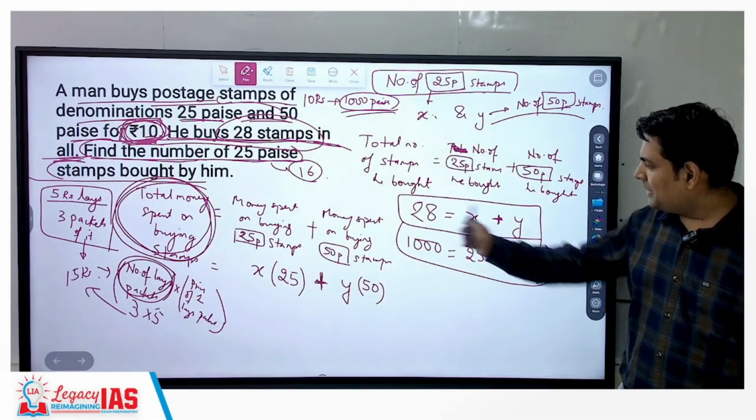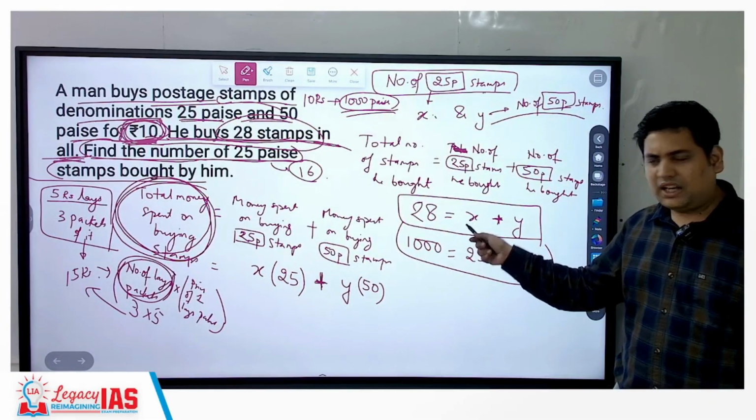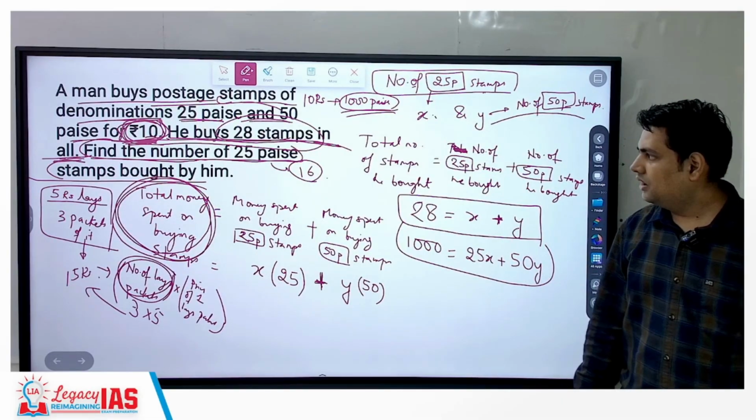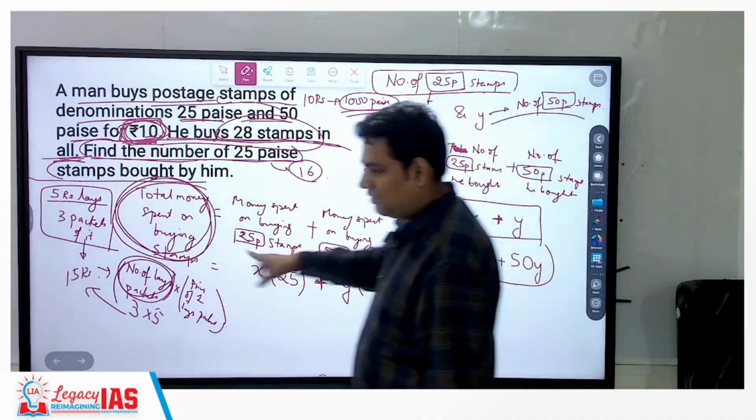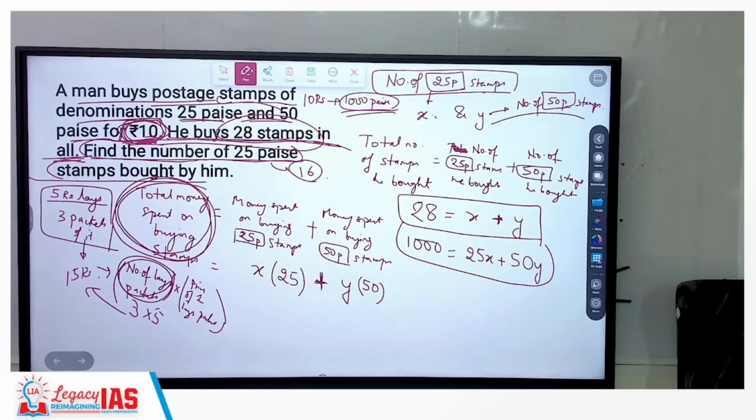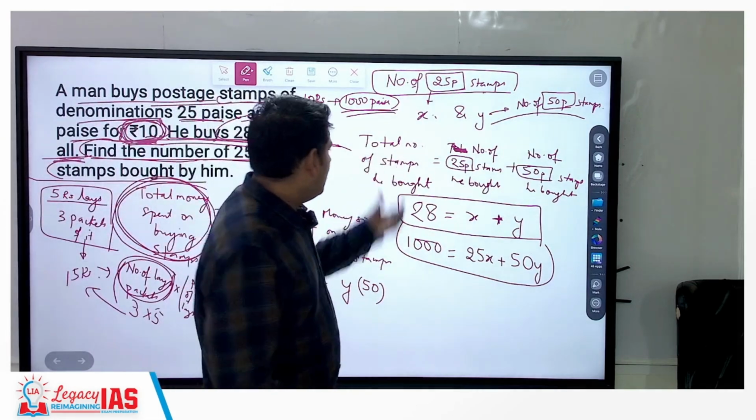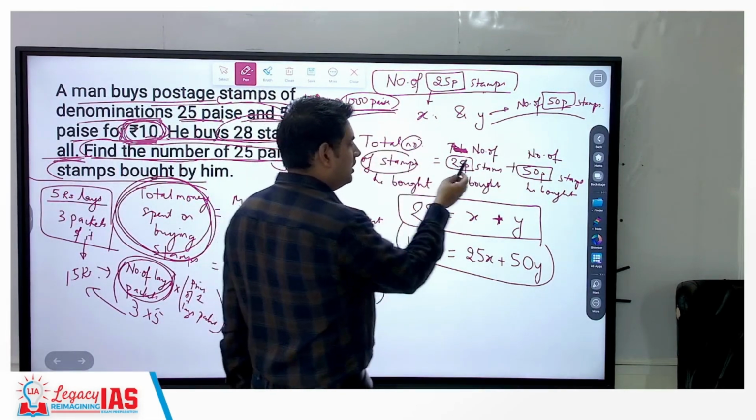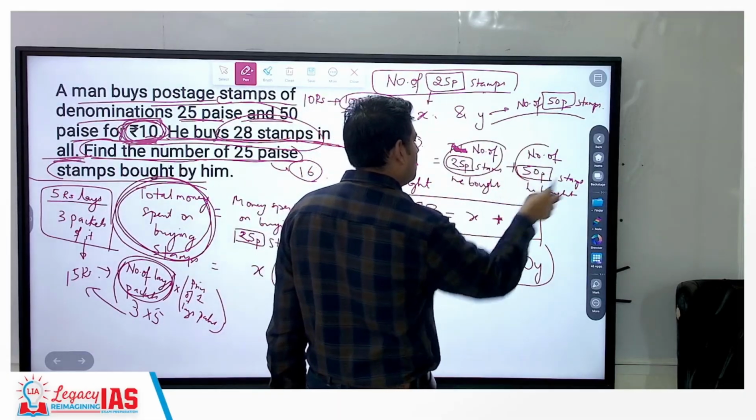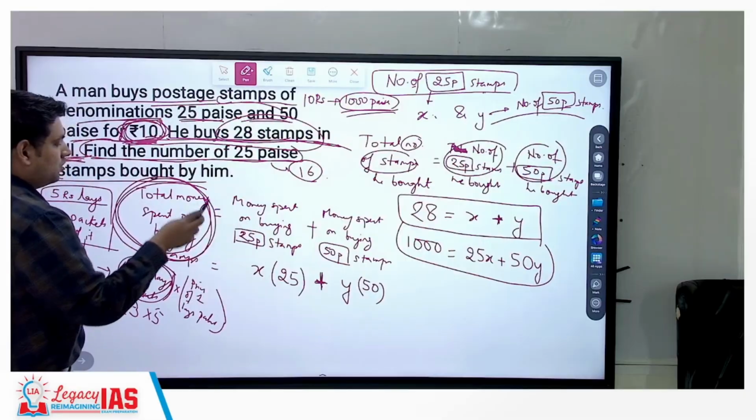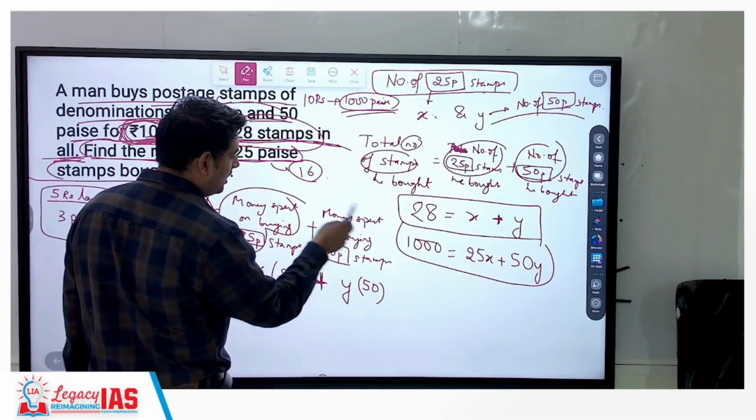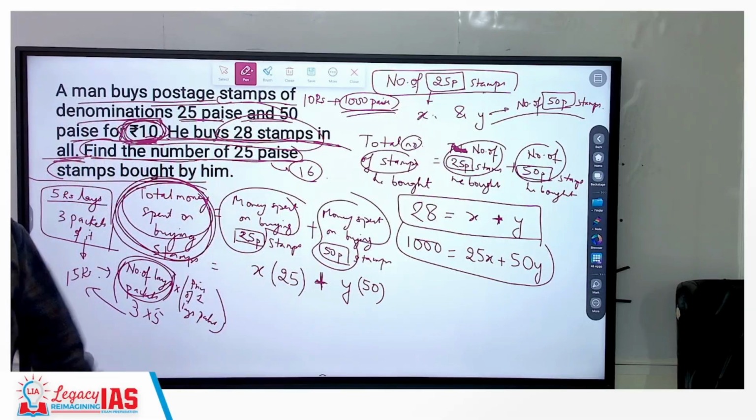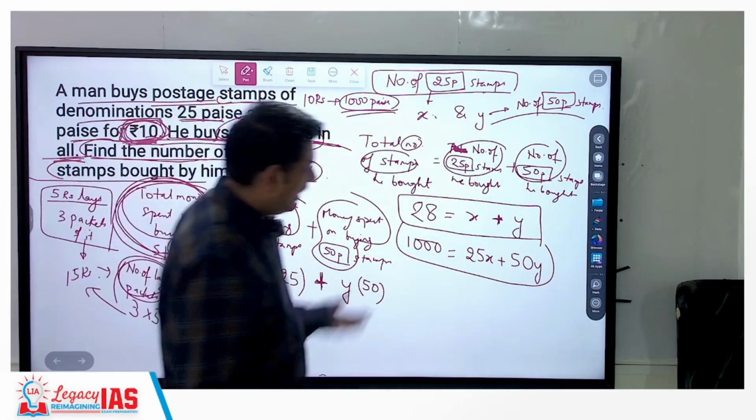What will you do? You will multiply this whole equation by 25, correct? And then this will cancel out and you will get to the answer. Understood how you divide it? This was about number of stamps. This was about total money spent on buying stamps. If it was written number of stamps, then you divide it into number of 25 paise stamps plus number of 50 paise stamps. If it was said total money spent on buying, then you divide it into money spent on buying 25 paise stamps and money spent on buying 50 paise stamps. Simple. That is how you divide it and then write it.